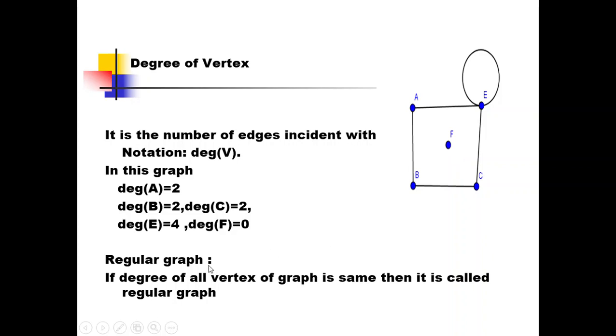The next definition is a regular graph. If the degree of all vertices of a graph is the same, then it is called a regular graph. Such a type of graph is known as a regular graph. If all the vertices have equal degree, then it is called a regular graph.